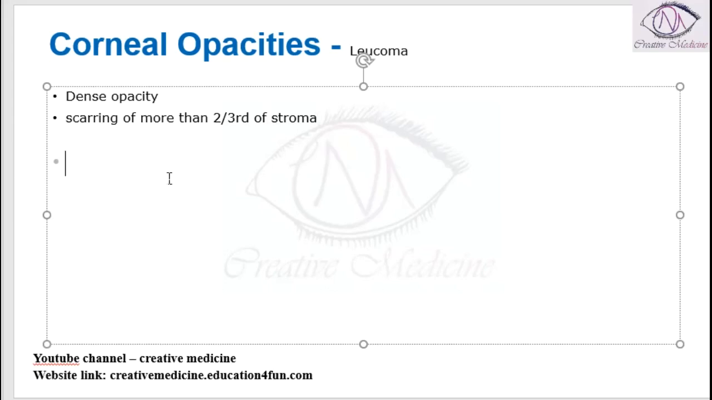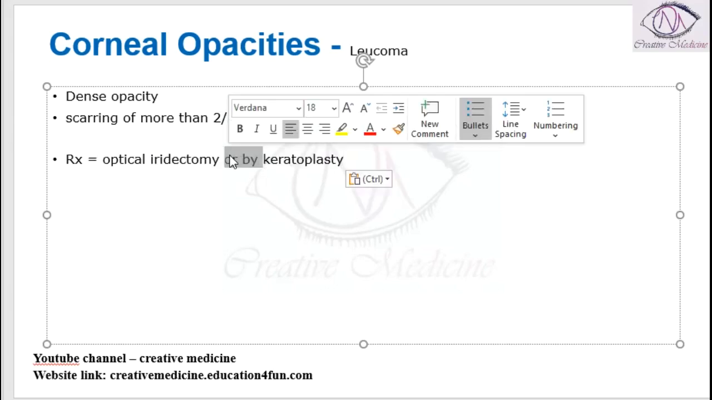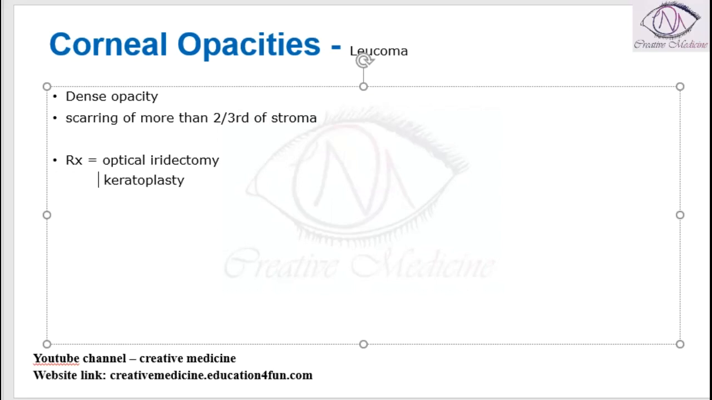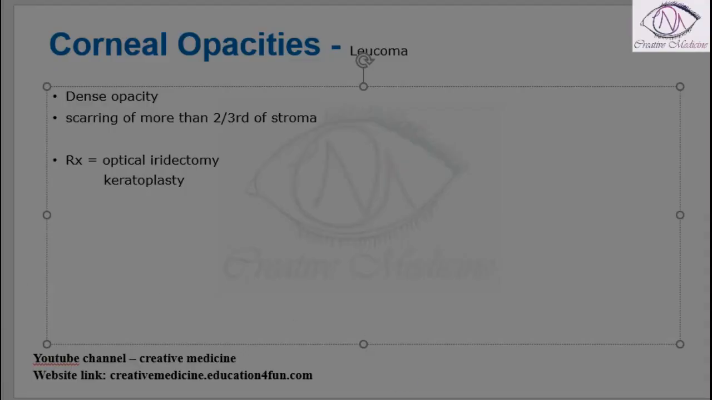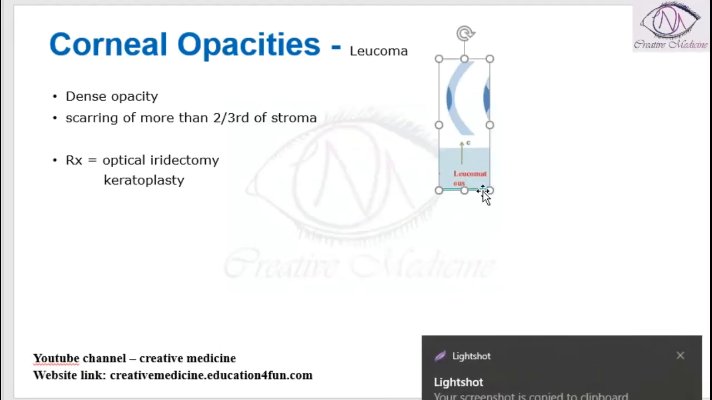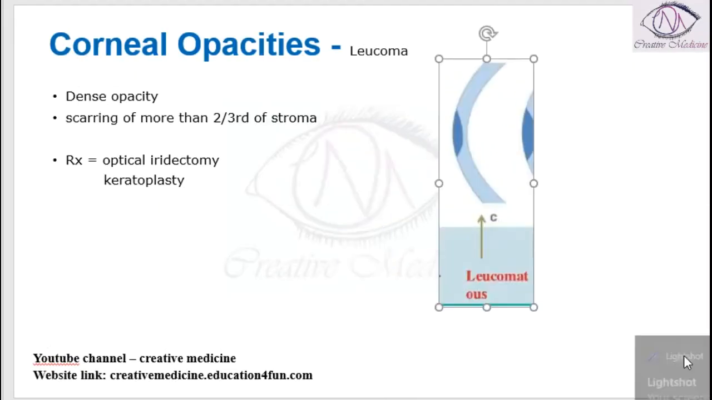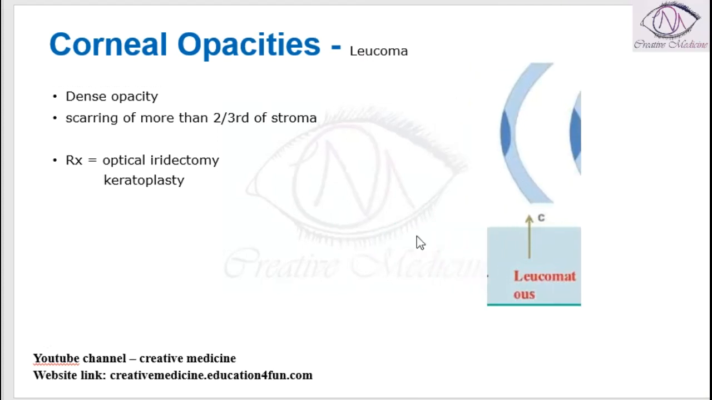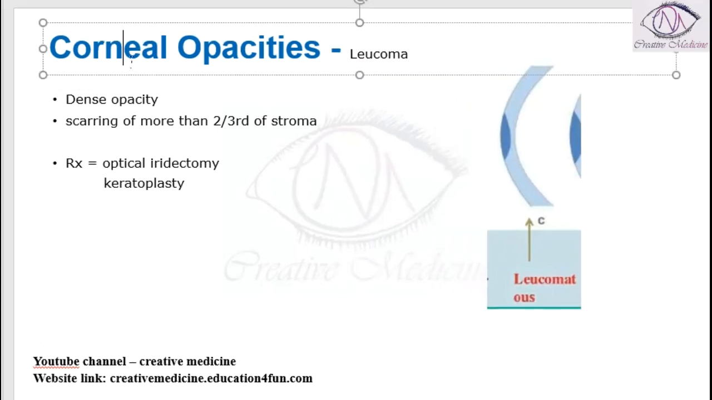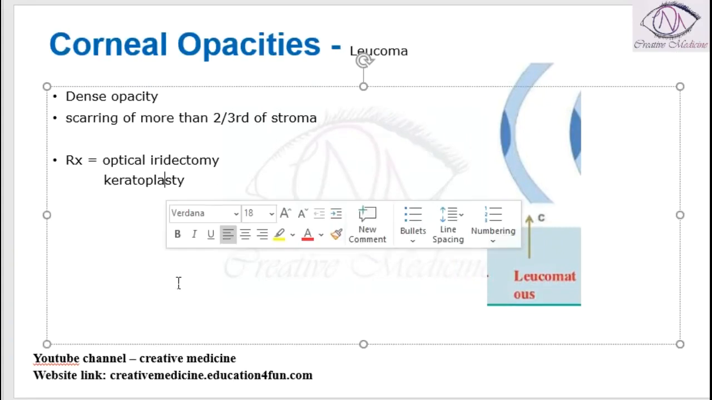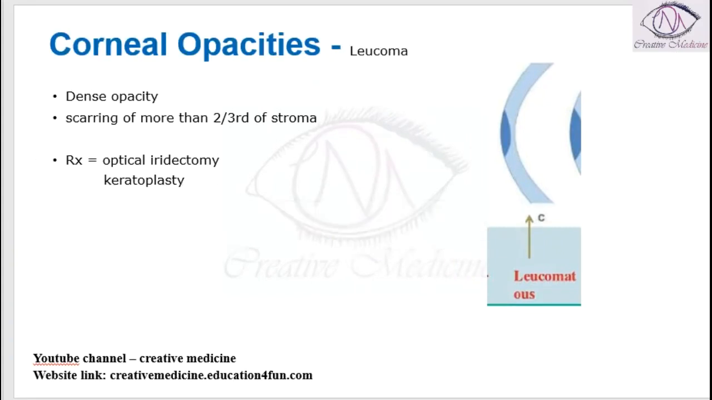It is treated the same as the macular opacity. That is, we can treat it either by optical iridectomy or by keratoplasty. So for leucoma, we can treat it by either optical iridectomy or by keratoplasty. So in leucoma, it is a bigger lesion in which more than two-thirds of the stroma is involved in the scarring. So it is treated by optical iridectomy and also keratoplasty.